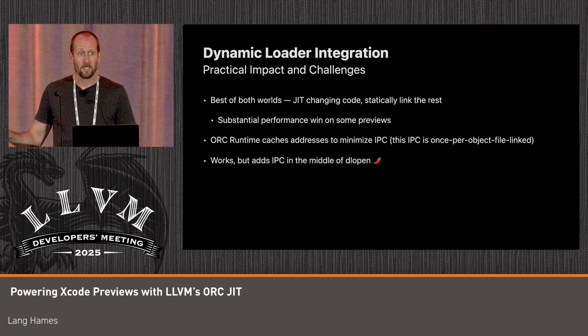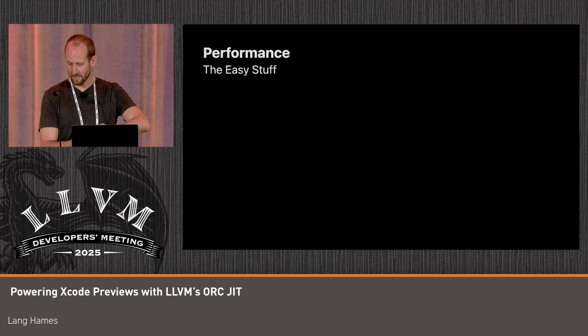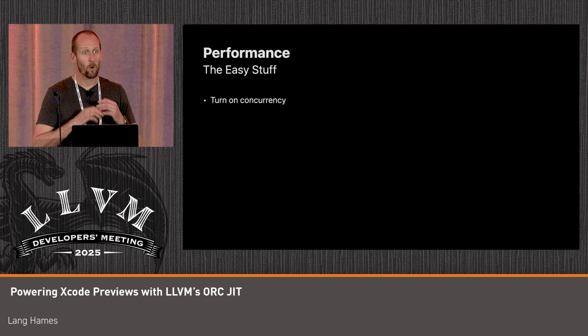So those were the changes to the execution environment. As for performance, the easy stuff, you turn on concurrency, right? This is easy only because we've been working on concurrency support since 2018. Nonetheless, with the scale of the code we're throwing at this, we did find and fix some race conditions, especially in Mach-O platform.